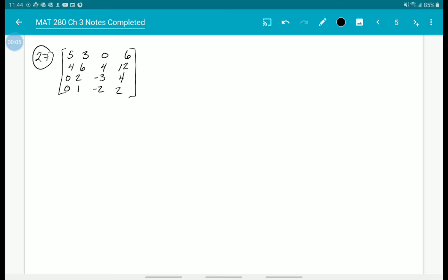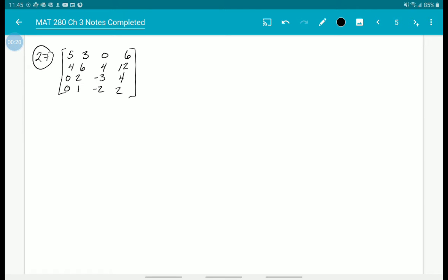So let's take a look at number 27. Let's find the determinant for this. We've got a couple of different options in terms of expansion. Now notice this is a 4 by 4, which means there is no shortcut. So we have to do this the long way with expansion.